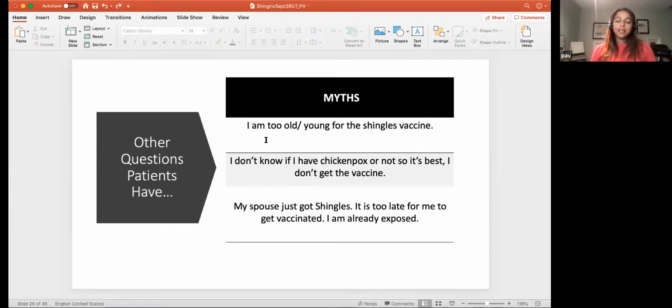And the last one is something I actually recently heard in practice: my spouse just got shingles, it's too late for me to get vaccinated, I'm already exposed. This goes back to the fact that a lot of people think shingles is like a common cold or the flu or another virus that you catch. Again, explain to them that that's not how shingles works, and they can still get vaccinated. It's important that they do, because they have a loved one they see going through that pain and suffering, so they know it's something they definitely don't want to go through as well.